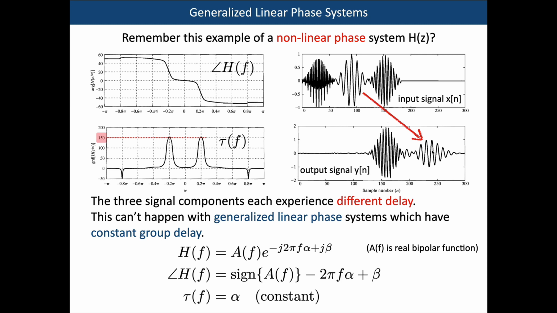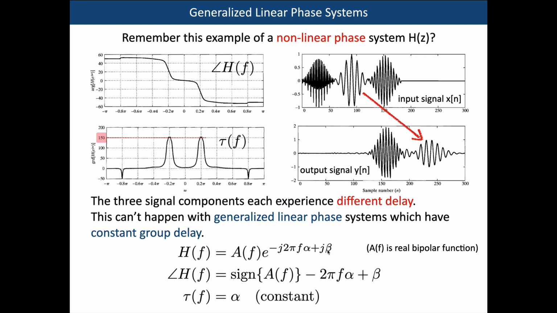What do generalized linear phase systems look like? Well, you can see here at the bottom of the page, I'm presenting a frequency response, and I'm representing it here in a particular way. Let's suppose that the frequency response is equal to a real bipolar function, A of f, times a complex exponential, e to the minus j 2 pi f alpha plus j beta.